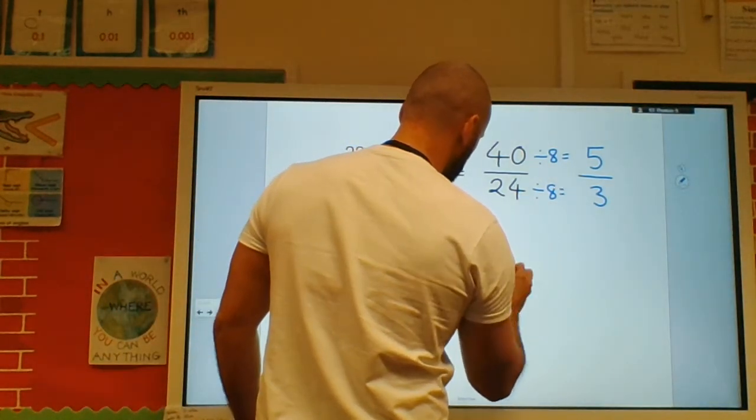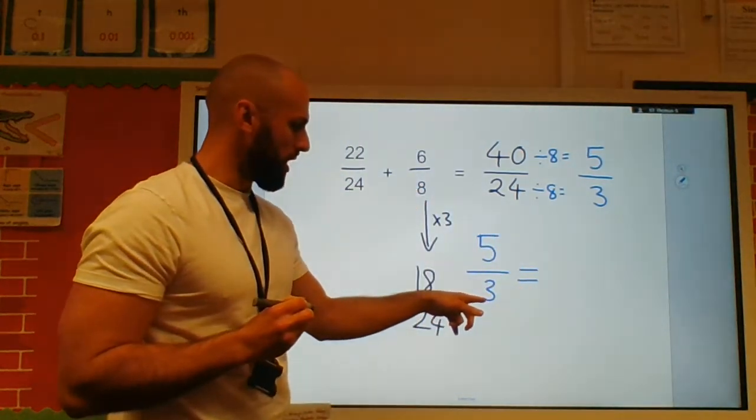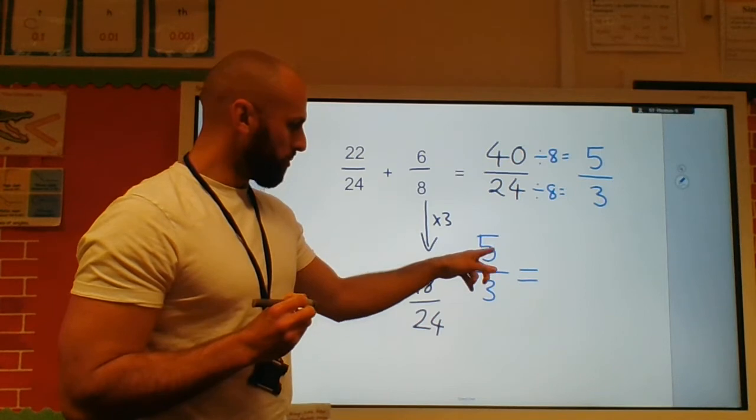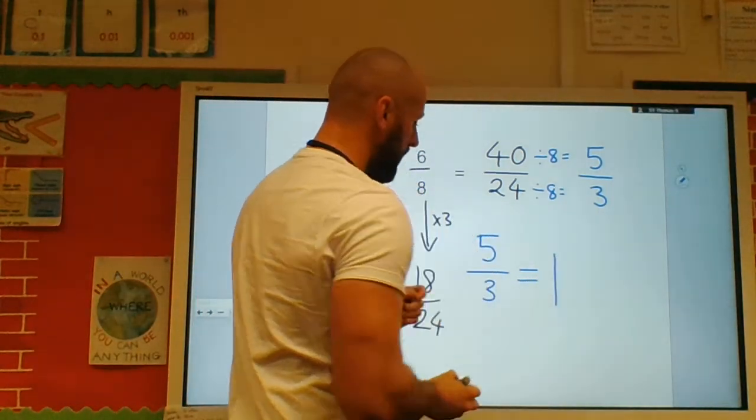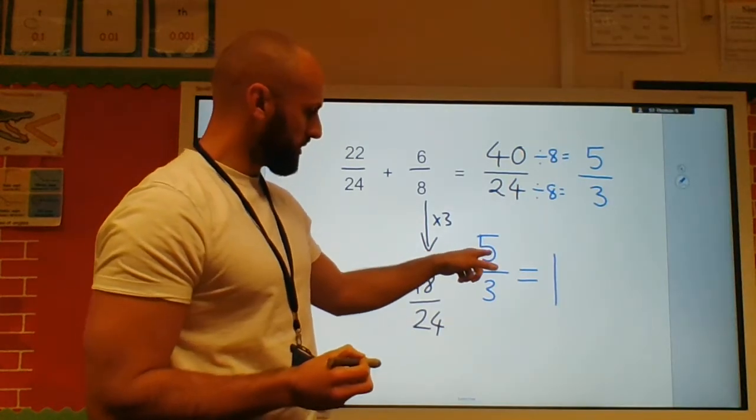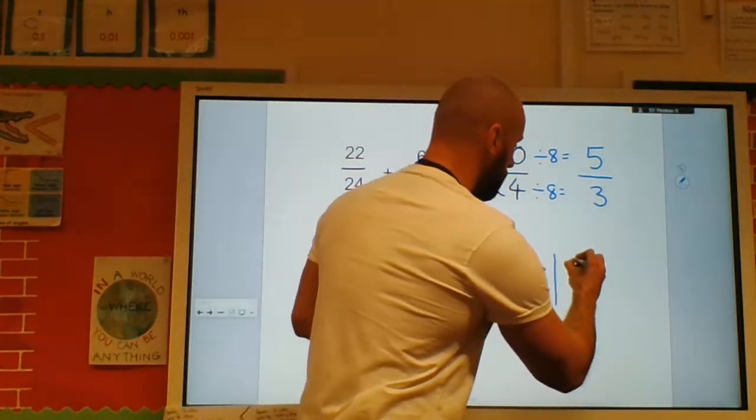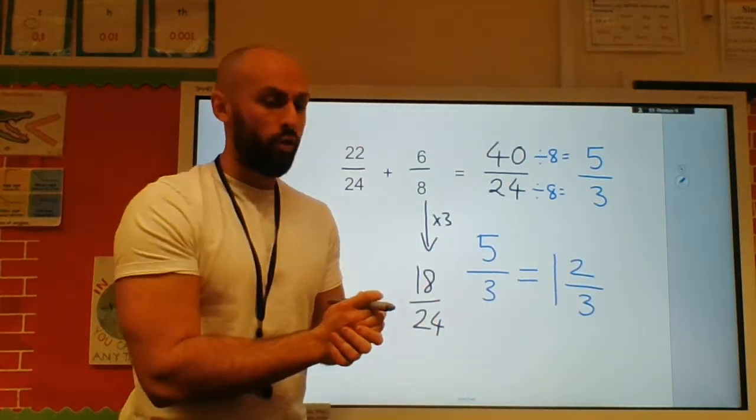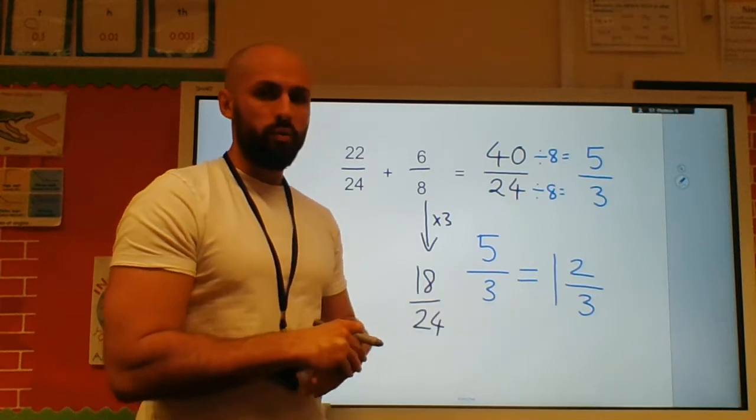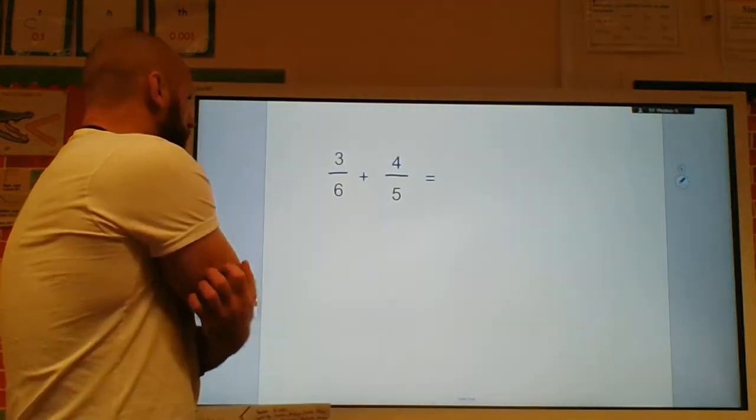Because remember, the denominator is how many parts there are to the whole. Well, if I've got 5 parts, 3 of them will make one whole. Because I've taken 3 parts out to make the one whole, I'm left with 2/3. So my answer, and in its simplest form, is 1 and 2/3. Let's take a look at another example here.